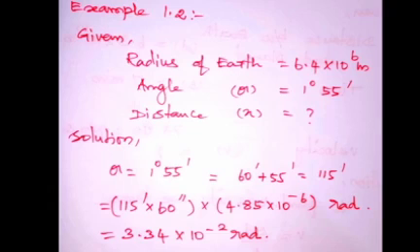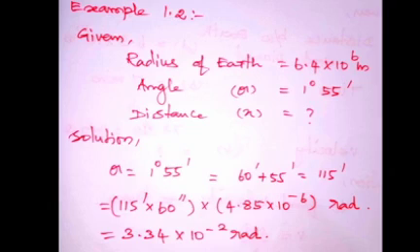Students, write the given data. Radius of the earth equal to 6.4 into 10 power 6 meter. Angle theta equal to 1 degree 55 minutes, and we have to find the distance x. First of all, we are going to convert the angle into radian, and also convert the degree into second.